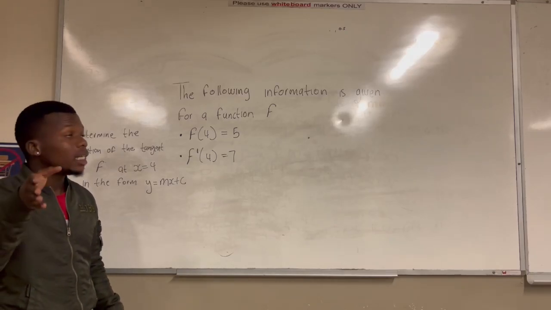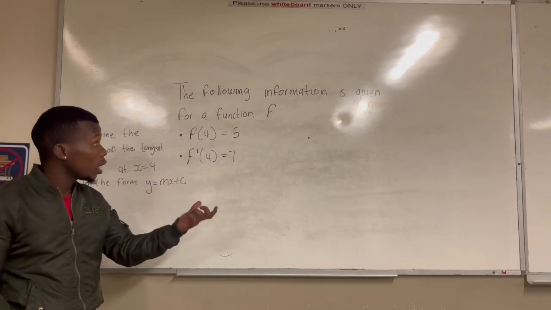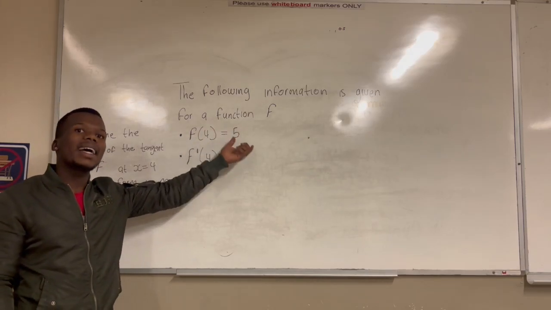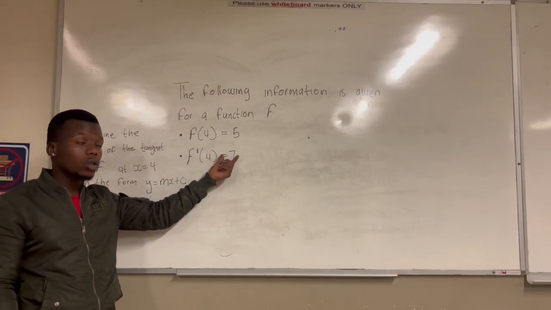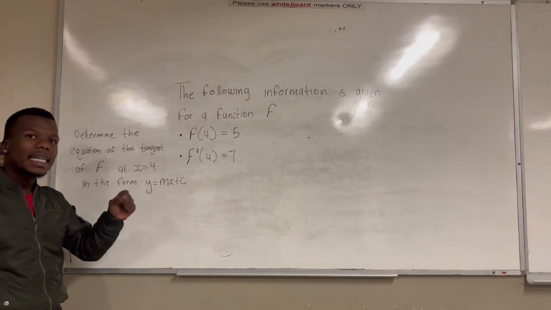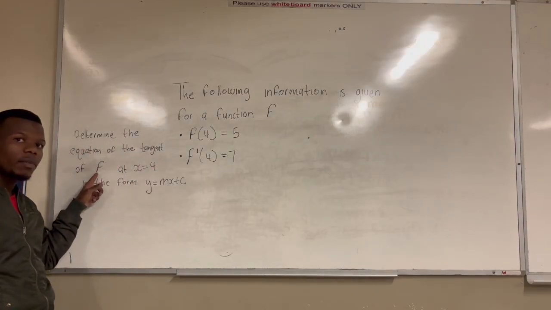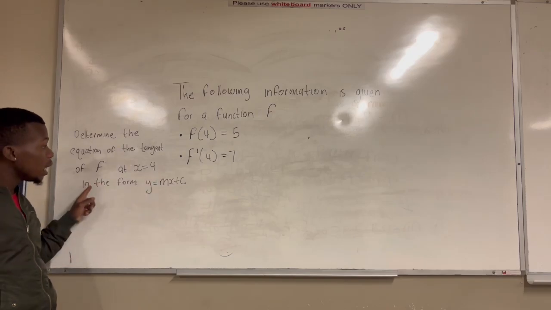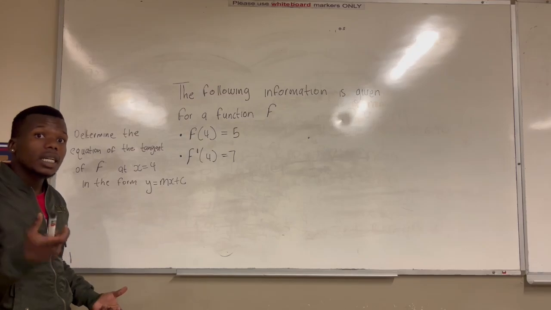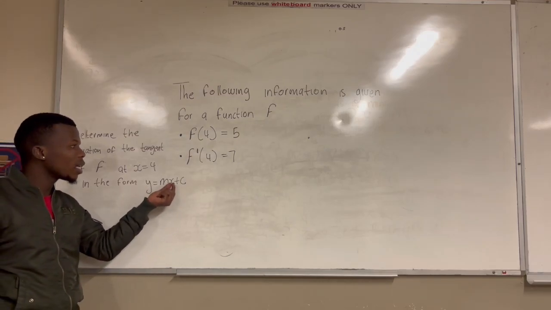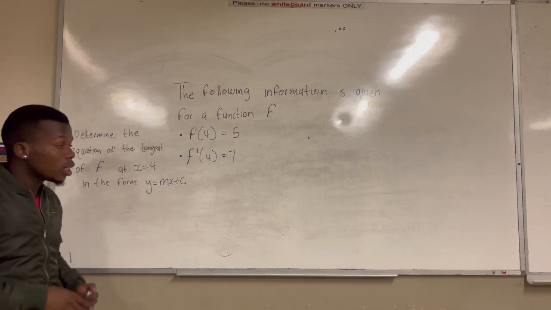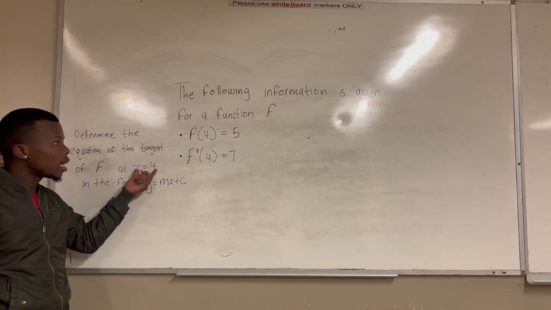We are given information about our function f: f of 4 is equal to 5, and f prime of 4 is equal to 7. The question is, determine the equation of the tangent of f at x equals 4, in the form y equals mx plus c. This is true. The equation of the tangent must be in the form y equals mx plus c, because the tangent is a straight line. But we need to determine that equation of the tangent at x equals 4.